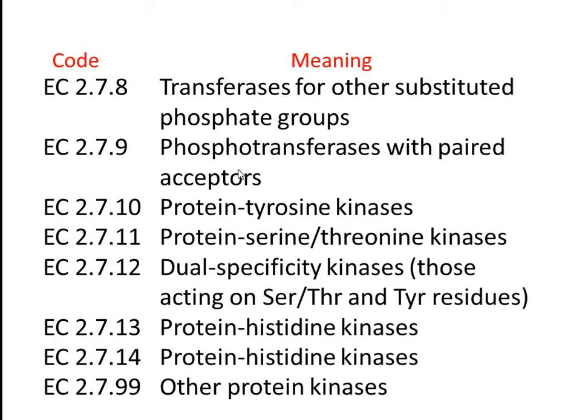If the third digit is 11, it indicates that these are the protein serine threonine kinases. If it is 12, it indicates that these are the dual specificity kinases. That means those acting on serine threonine as well as tyrosine residues. If the third digit is 13, it means that these are protein histidine kinases. If the third digit is 14, it means that these are the protein histidine kinases. And the third digit 99 is reserved for other protein kinases.